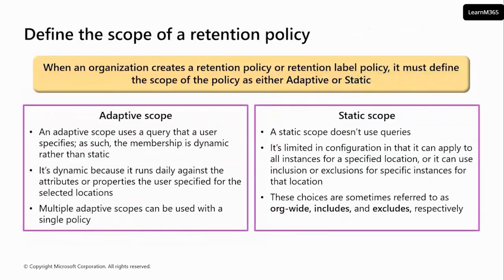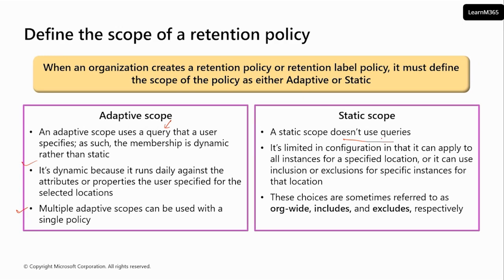Next we have scopes. Scopes we talked about: adaptive and static. Static means the fixed one. It does not use queries or define any condition or attribute. But adaptive scope uses a query that a user specifies. For example, you say, okay, if you are a member of HR group, then only this retention policy should be applied to you. So it is dynamic. It is not a fixed one. It's dynamic because it runs daily against the attributes or properties the user specified for the selected locations. And multiple adaptive scopes can be used with a single policy. This is about adaptive scope.